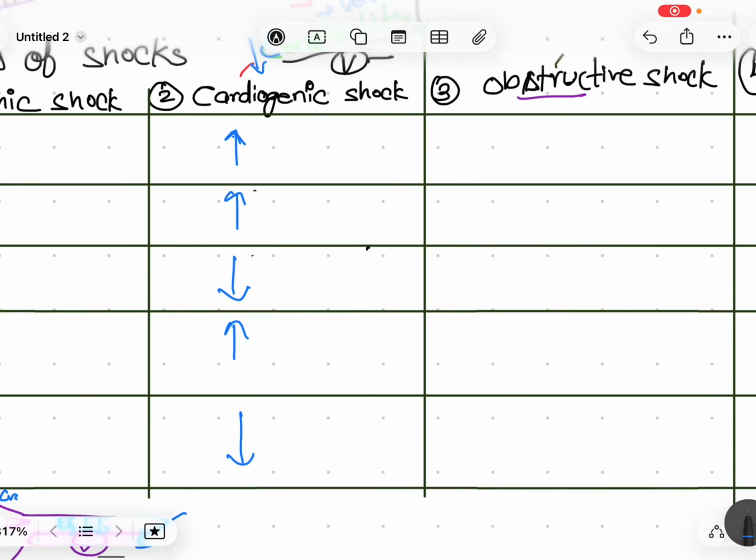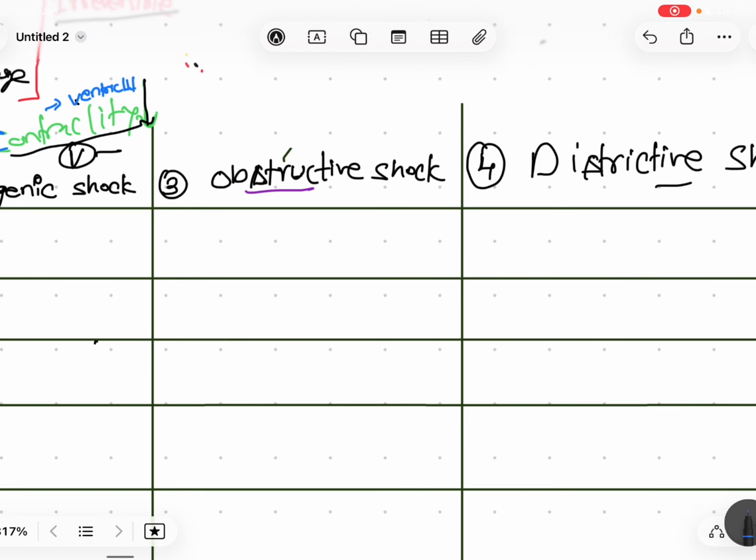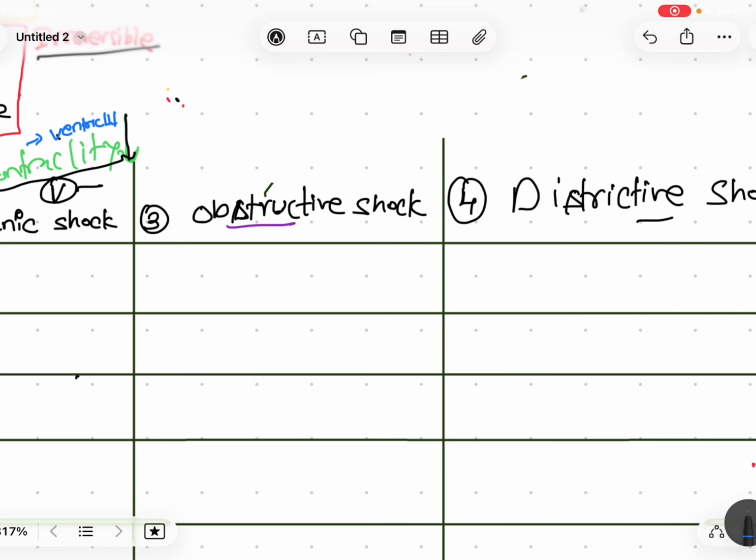So that's why. We look at the third type, obstructive shock. Obstructive shock happens due to pulmonary embolism. It means pulmonary artery block, blockage of the pulmonary artery.